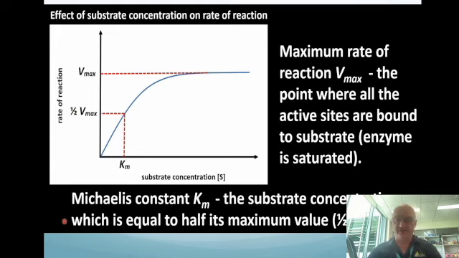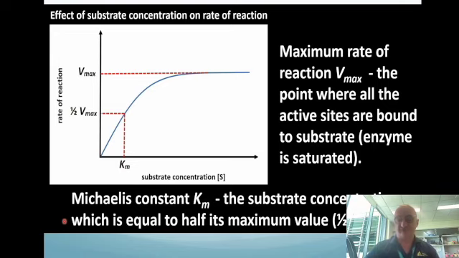The Michaelis constant Km is equal to the substrate concentration at half Vmax. Vmax is the maximum point where all the active sites are bound, so the enzyme is saturated. There are no more active sites left. With half of this value, notice it's rate of reaction on the y-axis and substrate concentration on the x. Those are often mixed up by students.